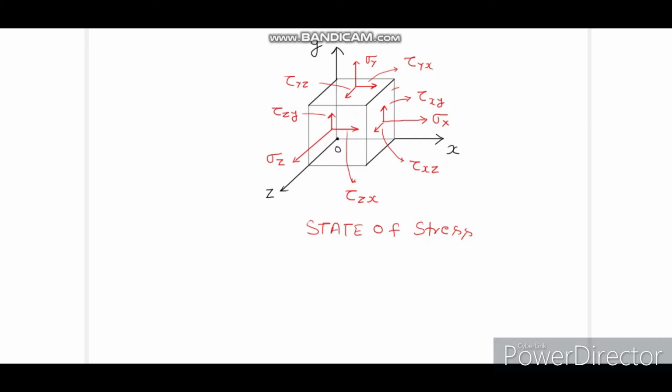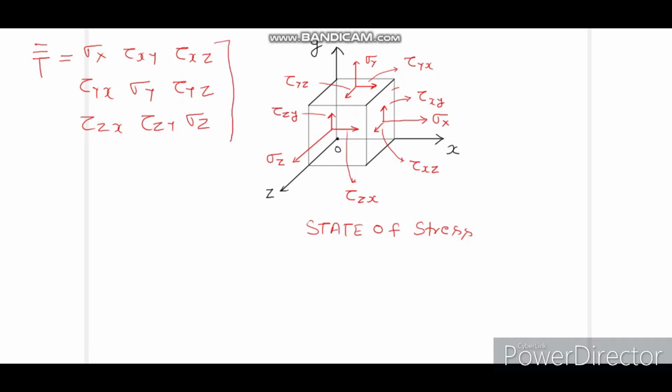So all this representation of stress at a point can be represented with the help of a stress tensor, which is written as sigma x, tau xy, tau xz, tau yx, sigma y, tau yz, tau zx, tau zy, sigma z. So it is a representation of the state of stress at a point in a material, and each point can be represented with the help of 3 mutually perpendicular planes.